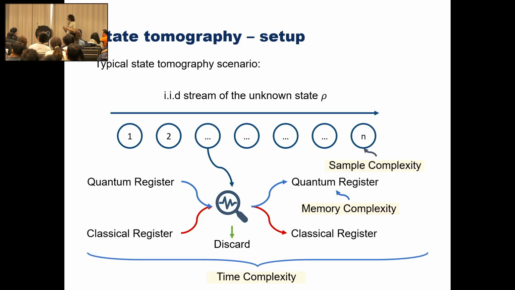In general, the three figures of merit that we're interested in for a quantum state tomography algorithm are, first and foremost, the sample complexity, which is the minimum number of copies that you need to characterize the state rho to some desired accuracy. Then the memory complexity, which is basically the maximum size of the quantum register that you need to have at any point during your execution of the algorithm. And lastly, the time complexity, which is the number of gates that you need through an entire execution of your state tomography algorithm.